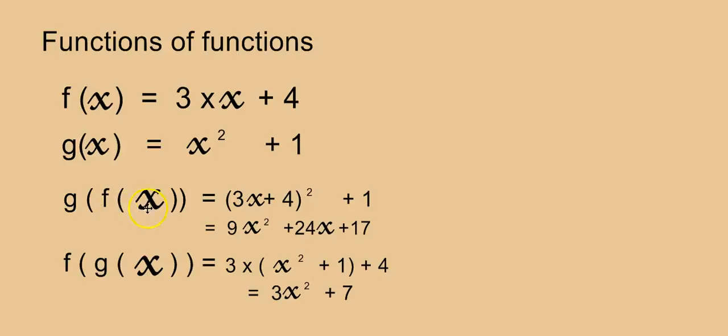So g of f of x is not x squared plus 1, but (3x plus 4) squared plus 1. And (3x plus 4) squared, if you're very careful, expands to 9x squared plus 24x plus 16. Add the extra 1 on, you get 17. f of g of x means put the whole of g of x in where we see x there. So it becomes 3 lots of (x squared plus 1) plus 4. Expanding out, 3x squared, 3 times 1 is 3, plus 4 is 7.